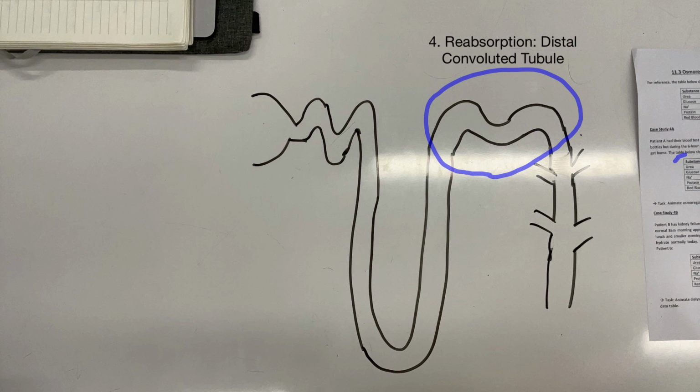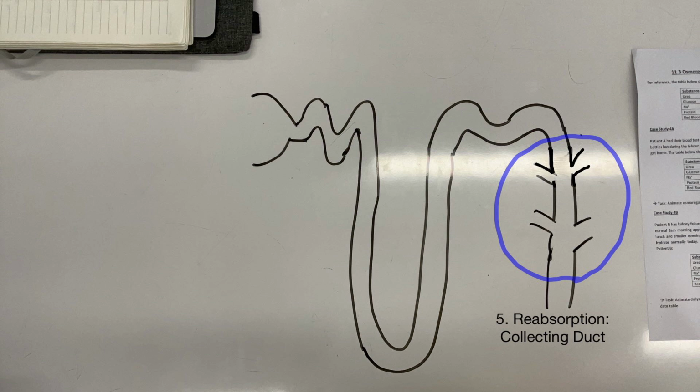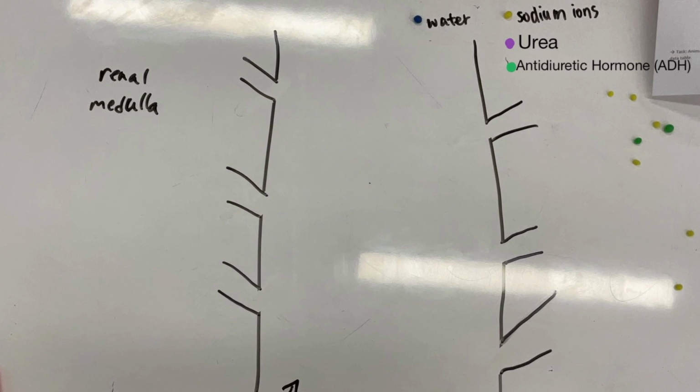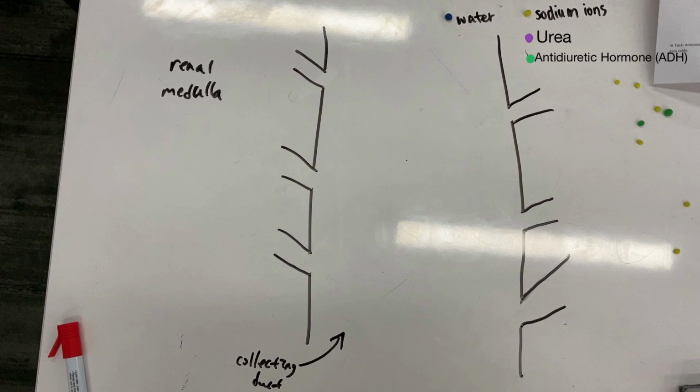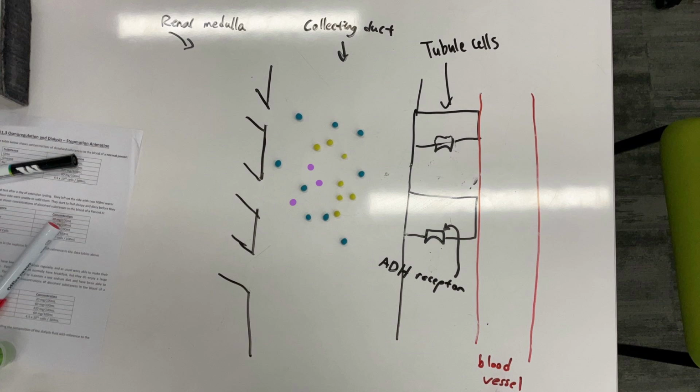The next process of reabsorption occurs in the distal convoluted tubule through reabsorption processes like that in the PCT. The final process of reabsorption occurs in the collecting duct. The filtrate solution now contains a concentrated solution of urea and sodium. The collecting duct is adjacent to tubule cells containing antidiuretic hormone, or ADH, receptors.